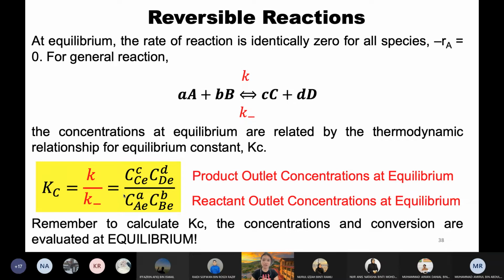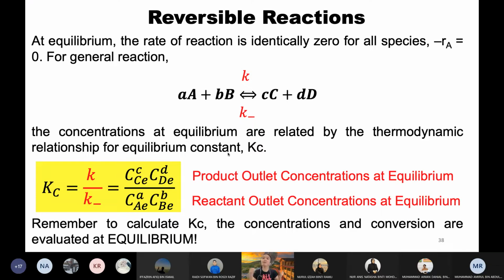Or you calculate in terms of concentration, di mana pengatas dia adalah concentration product. Sebab forward kan, forward dapat product kan, so concentration product di atas, bawah dia concentration reactant sebab backward reaction. Then kamu ingat, Kc is only calculated at equilibrium. Kamu tak boleh kira Kc sebelum equilibrium. Selagi equilibrium tak capai, you cannot calculate Kc.